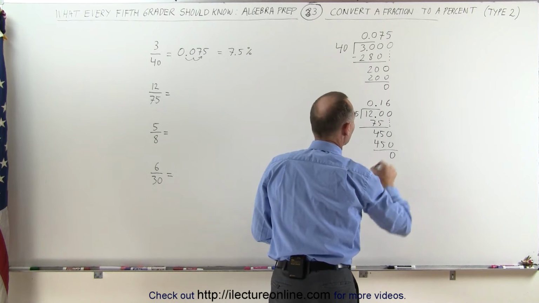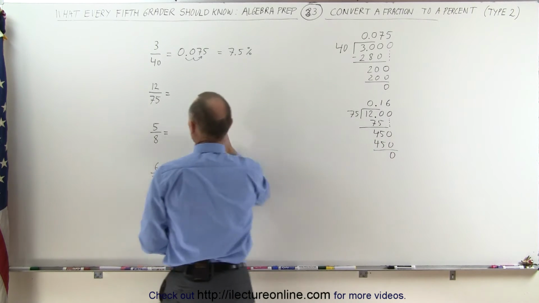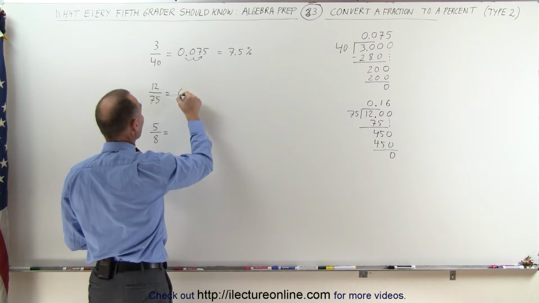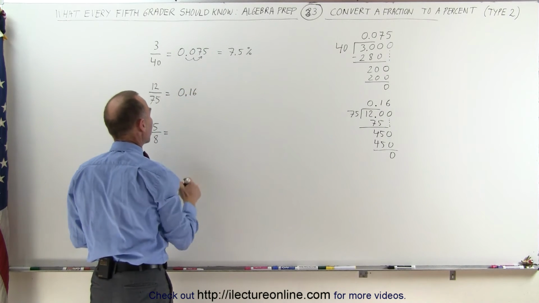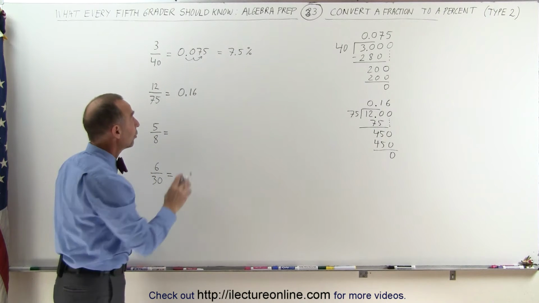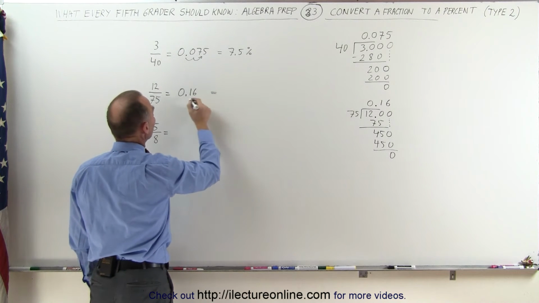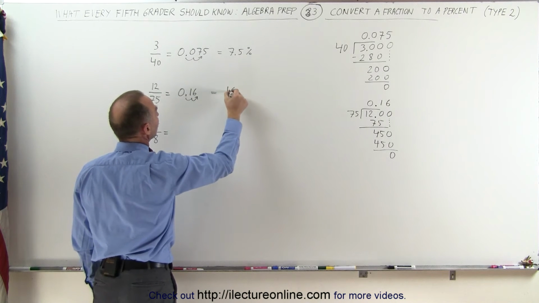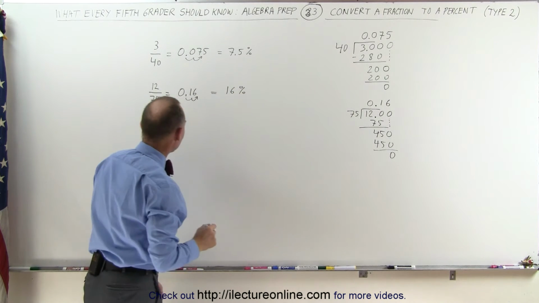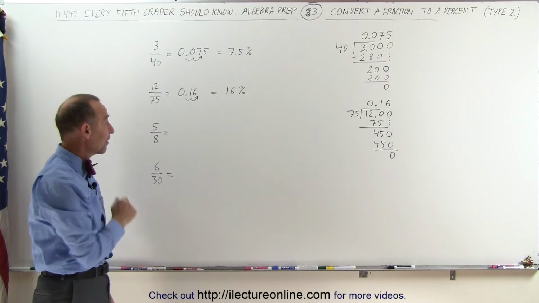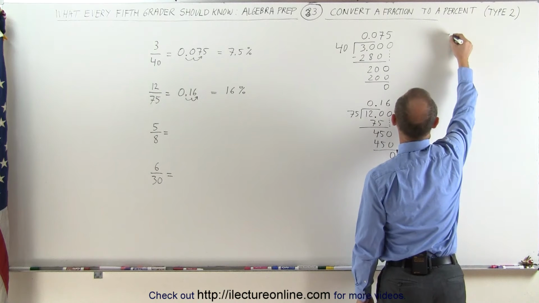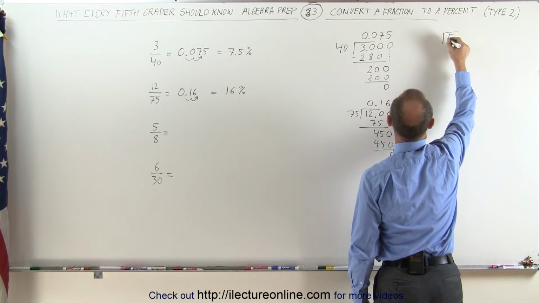And the remainder is 0, which means that 12 divided by 75 can be written as the decimal 0.16. Now that we have a decimal, we can turn it into a percent by simply moving the decimal spot over 2 places. This is therefore equal to 16%. All right, 5 divided by 8, same thing. We take 5 and we divide it by 8.